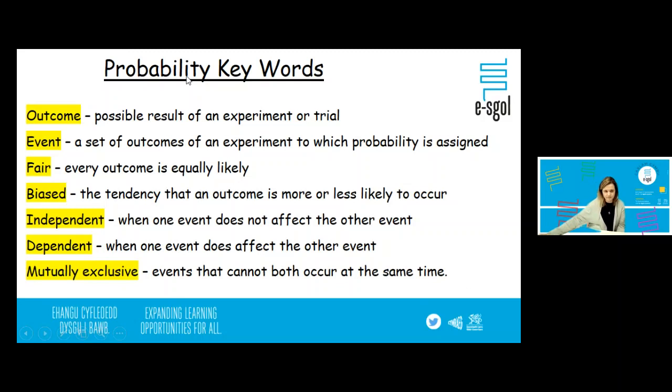And then the last one I want to go through is mutually exclusive, and that is where events can't happen at the same time. So if we go back to the coin example, on one throw of that coin, you cannot get a head and a tail off the one flip of the coin. It's one or the other. So they cannot happen at the same time, so they would be mutually exclusive.